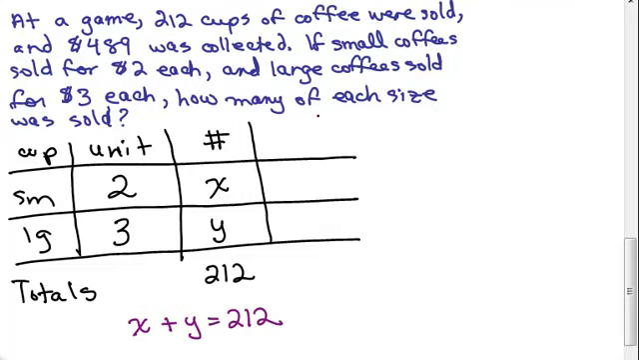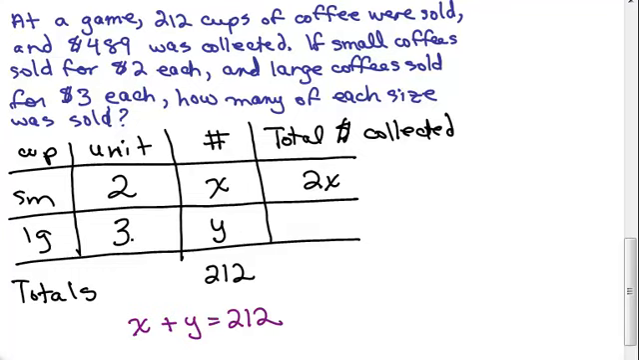Now, what about the total amount collected from each of these coffees sold? So I'm just going to put the totals over here. Total collected. So if you sold x small cups of coffee, each one costing $2, you just multiplied 2 times x. So that's the amount of money collected. So maybe I should say total dollars collected, so we're clear. We're talking about money in this column.